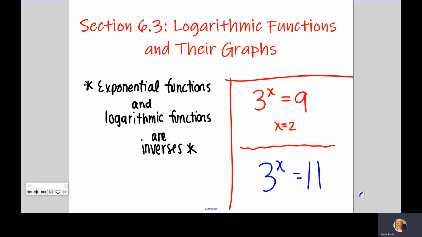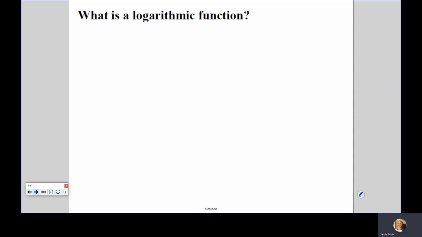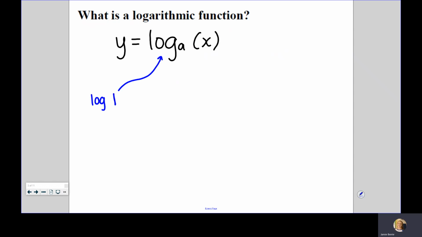All right, so let's learn the definition of a logarithmic function. What is a logarithmic function? A logarithmic function has the form y equals log base a of x. The way I read that is log base a of x, not log base a times x. That means we're plugging x into the logarithm.